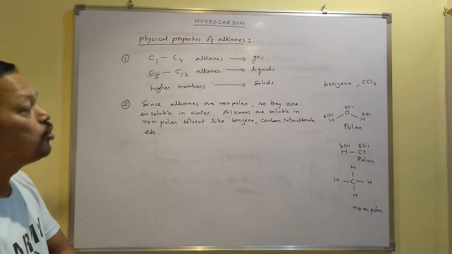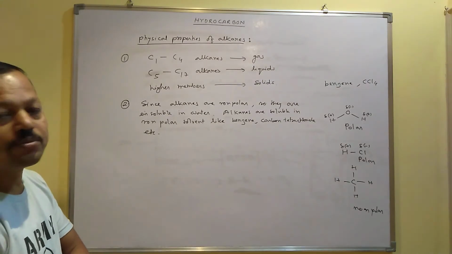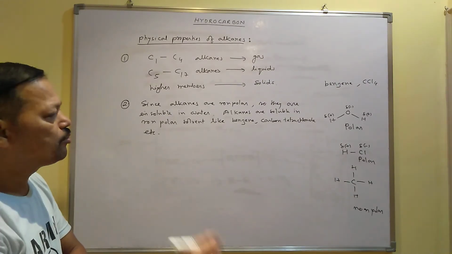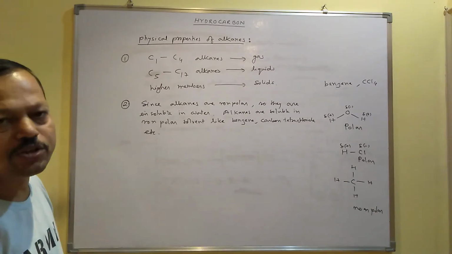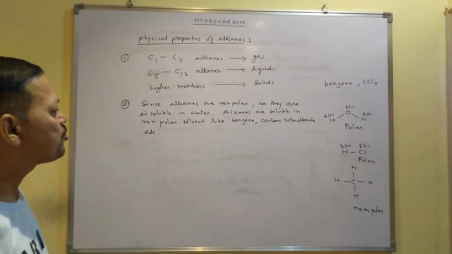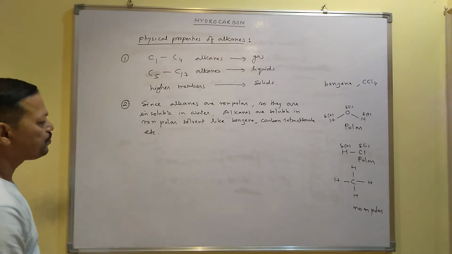So this is about the solubility of alkanes. If you want to dissolve some alkane like methane, ethane, propane, butane, then you have to dissolve it in a non-polar solvent. You cannot dissolve it in a polar solvent, and that's why it is insoluble in water.